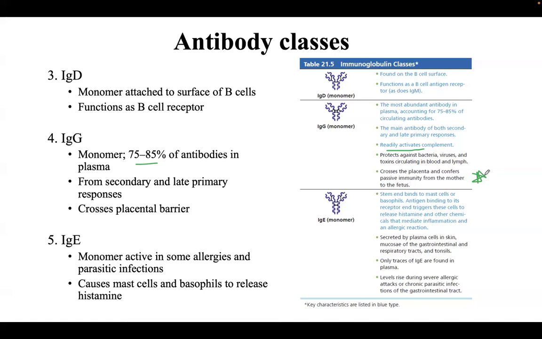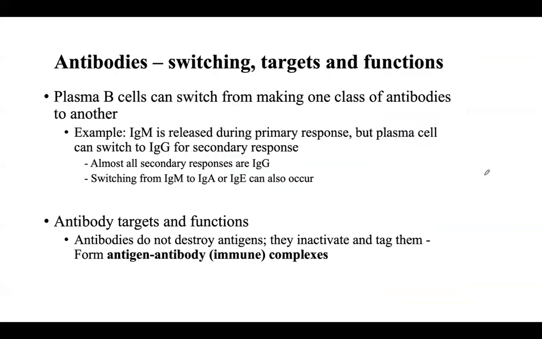And E is the last one. This one actually is a small one, and it gives us protection against allergies and parasitic infections. It causes mast cells and basophils to release histamine. Okay, so if you have an allergic or parasitic infection, then specifically we will produce E. So these are the 5 classes.